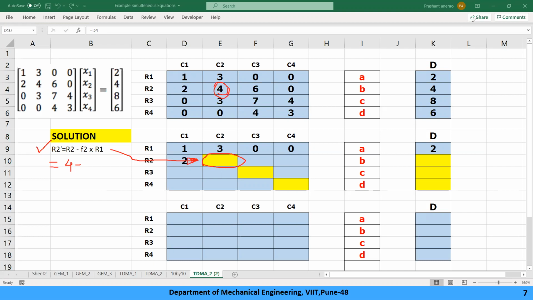Okay, so for this row number 2, what could be the factor? What could be the factor? जल्दी से chat में डाल दो so that I will know that students are listening to me. Okay, only 2 guys made the mistake.